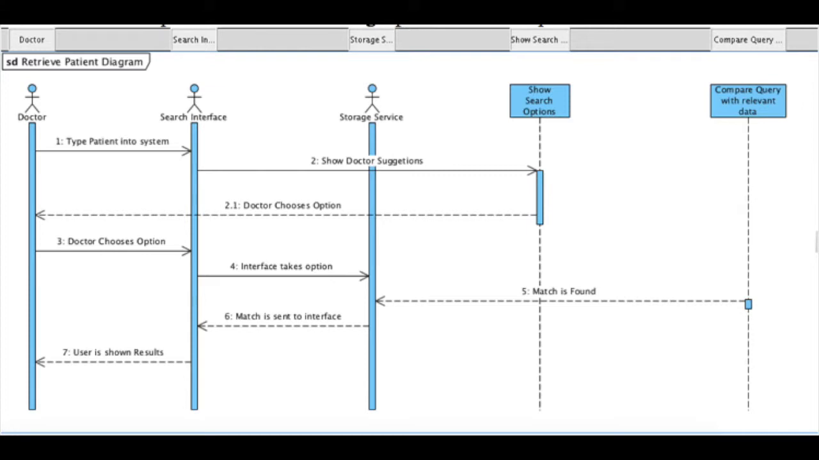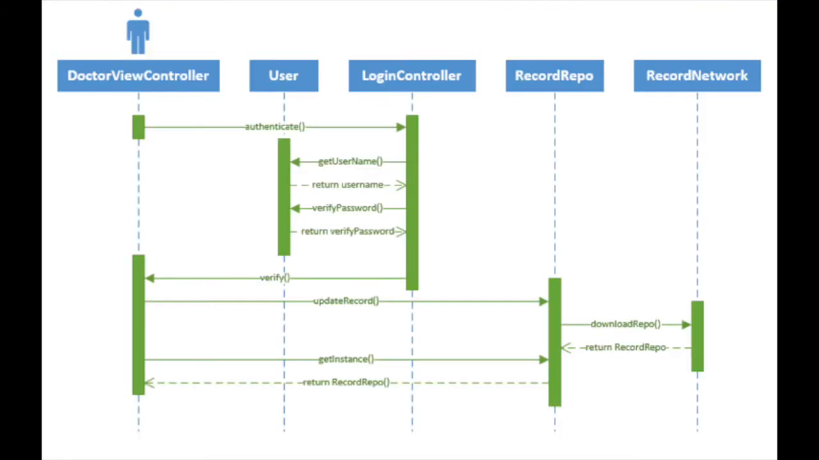Through this system, the user of the software will retrieve the patient's past records and medical information. The user will search the patient in the given system. The system will then search the interface and show user suggestions for them to select. The interface will take the option the user selected and finally give the user the match that it is found after being sent back through the interface, and the user is shown the proper result.